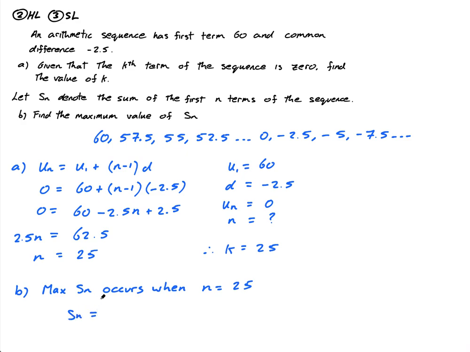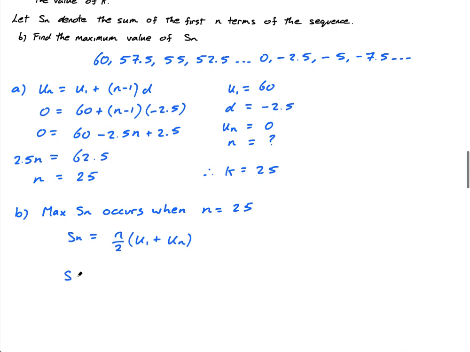So S of n is equal to, now you can use either of the formulae. You could use S of n is equal to n over 2 times u1 plus un. And we want S of 25, which is equal to 25 over 2 times u1, which is 60, and u25, which is 0. So it's just 25 over 2 times 60, which is 60 times 12.5.